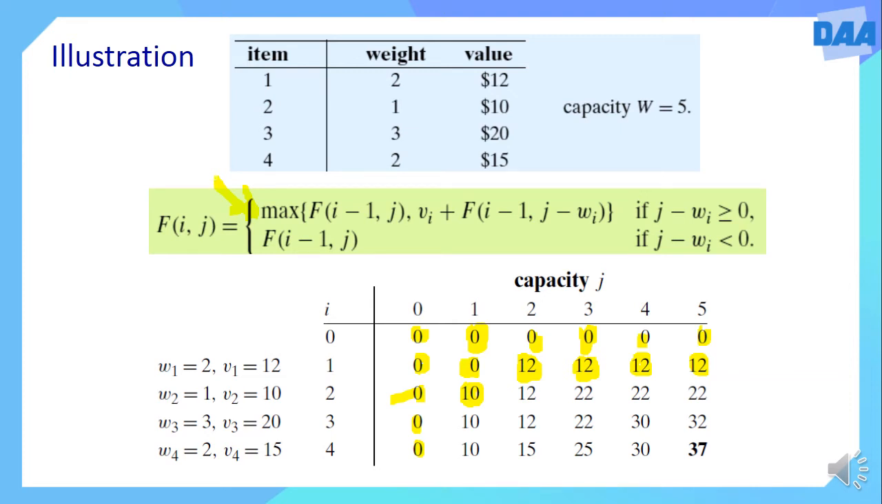So we need to go ahead with the first one. First, max of f of i minus 1, j, it is nothing but 0. vi is nothing but 10 plus f of i minus 1, j minus wi, that is 0. So this particular position we have to look into. So 10 plus 0, it is 10. So overall the max of 0 comma 10, it is nothing but 10.